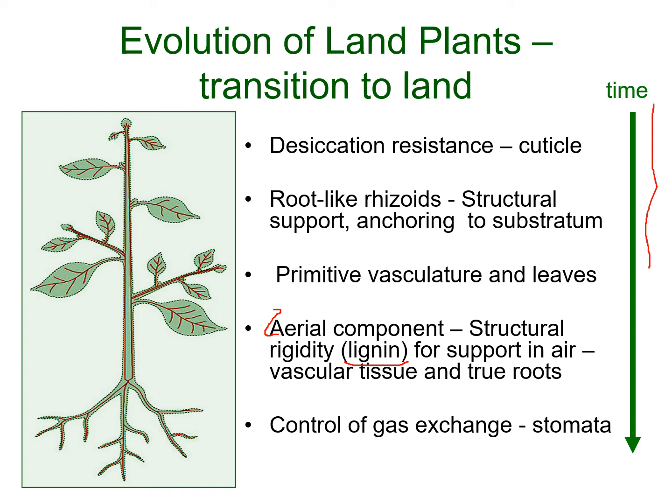If you have a cuticle over the surface of the leaves to prevent water loss, you still need to get gases in and out. So stomata are little pores in the cuticle that go from the outside into the middle of the leaf to allow gases to come in and out of the leaf.